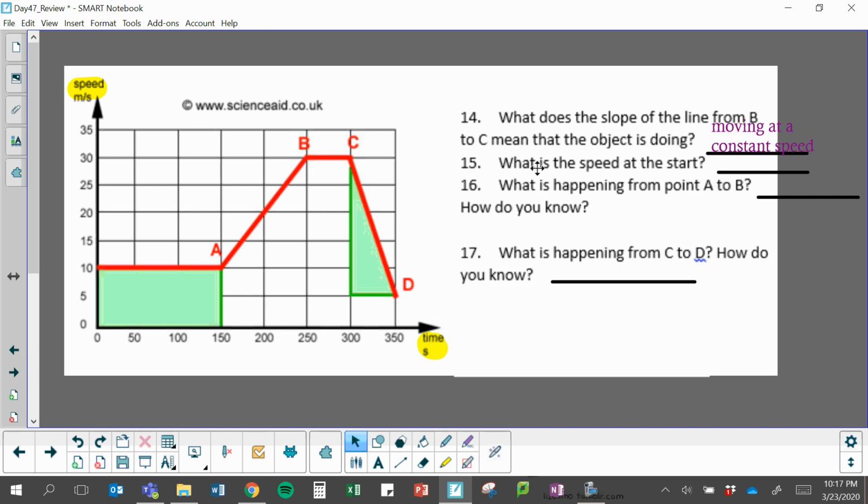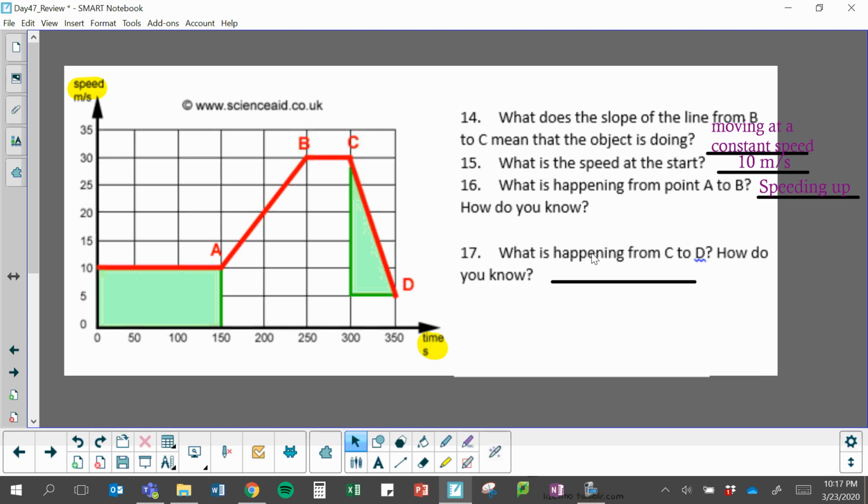Next question: what is the speed at the start? At the very beginning, our speed is 10 meters per second. Next question: what is happening from point A to B? This is speeding up, and we know this because it has a positive slope. With speed and time, or velocity and time, our slope is going to be acceleration. That's how we know it's speeding up.